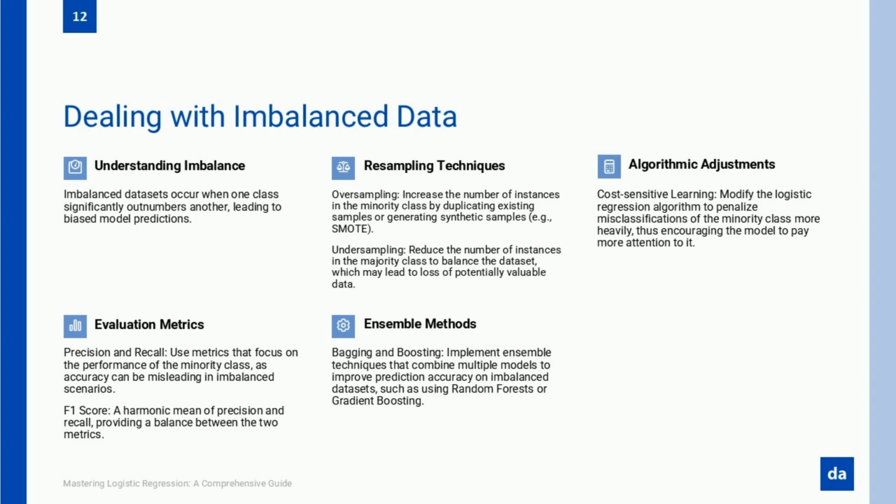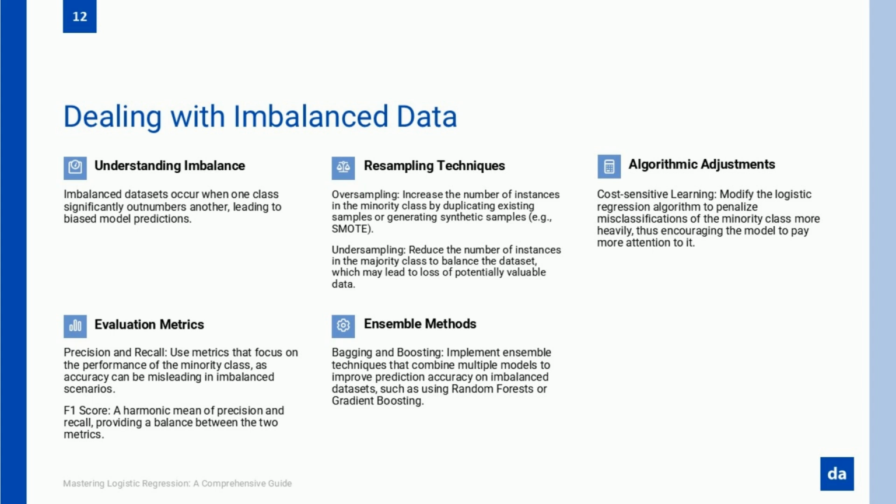Then there's the issue of how we evaluate the model. When dealing with imbalanced data, accuracy alone is misleading. Instead, we focus on metrics like precision, recall, and the F1 score. Precision tells us how many of the positive predictions were actually correct, while recall tells us how many actual positive cases we successfully detected. And if we want a single metric to balance both, we use the F1 score, which is the harmonic mean of precision and recall.